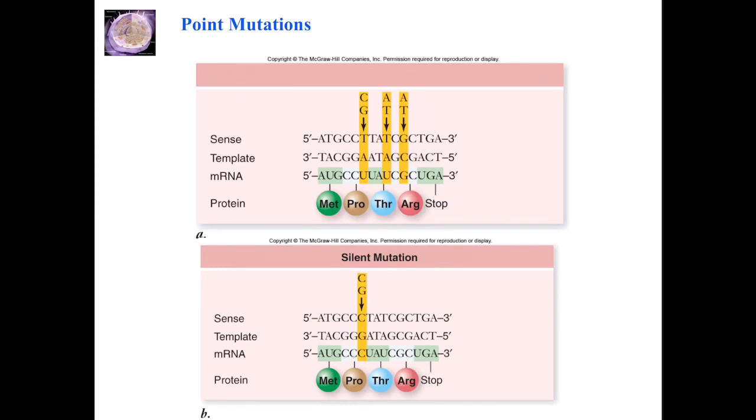So if you happen to have a mutation and it causes that second codon to go from CCU to CCC, what's the effect on the amino acid? Hopefully you see they're exactly the same. And so this is called a silent mutation. So even though there was a DNA mutation, it has absolutely no effect on the protein's function and shape.